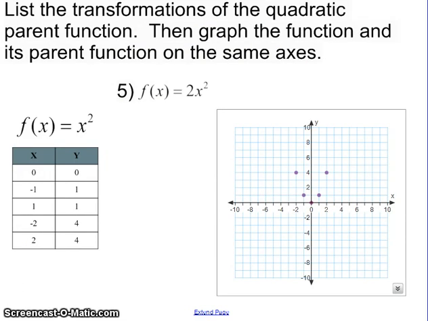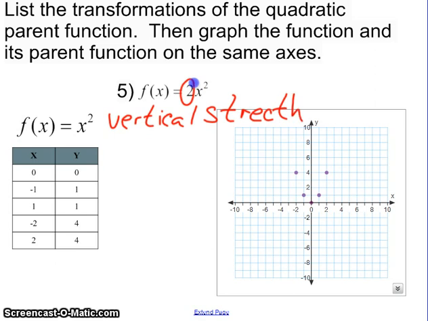What I want to do is list the transformations of f of x equals 2x to the power of 2, and then graph that new function. Okay, so here what I've got is a value for A. A is positive, that means it's not a reflection. And the absolute value of A is greater than 1. That tells you that this is a vertical stretch away from the x-axis. And since this transformation is vertical, what that means is it's going to change the values of y.